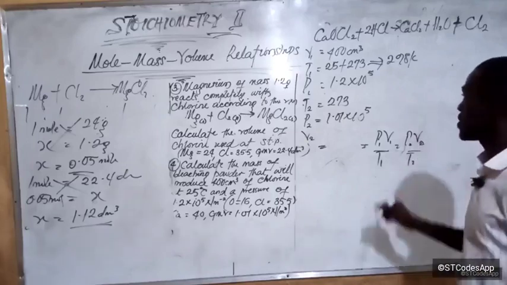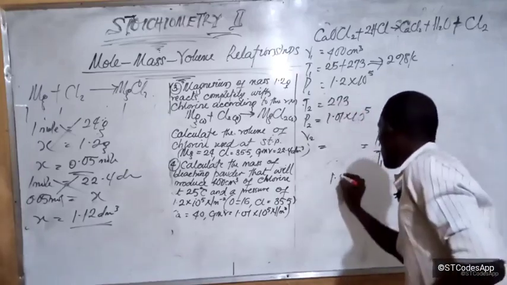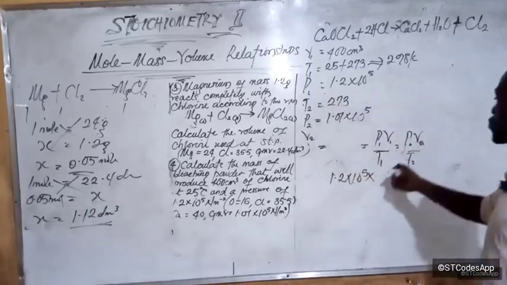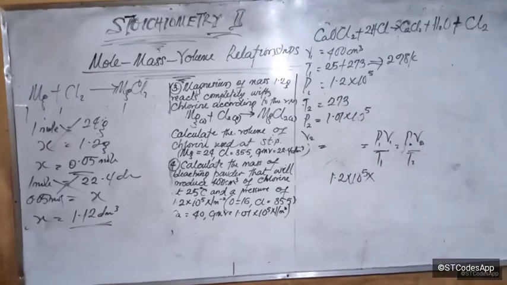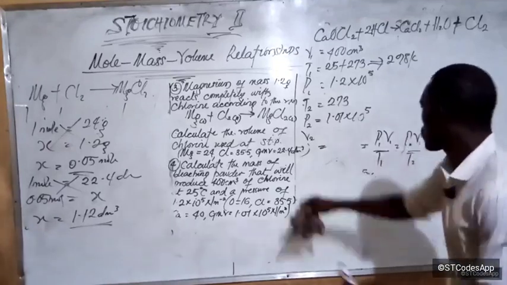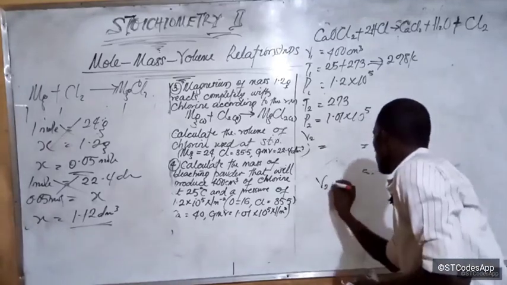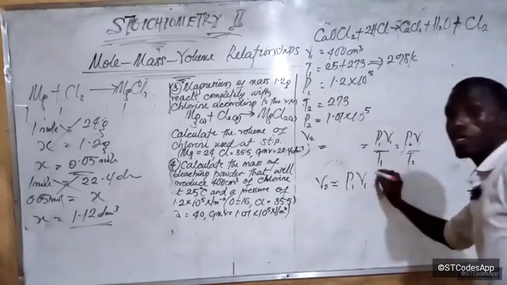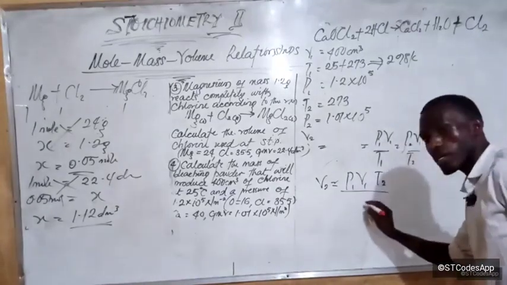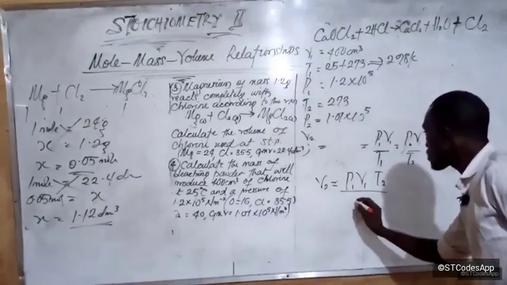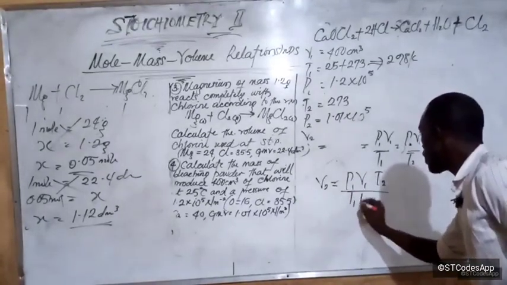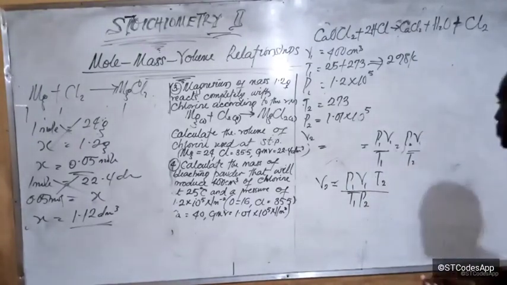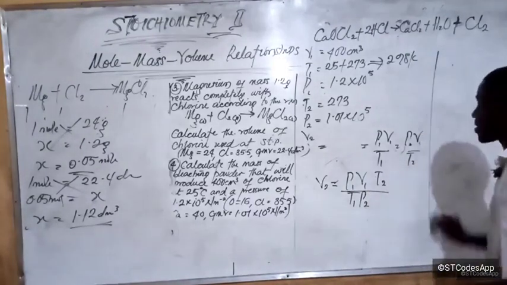So what do we have? P1 is given by 1.2 by 10 to the 5th. Now since we are looking for V2, I'll just manipulate the equation to form the V2 equation. So V2 will be equal to P1 V1 T2 over T1 and P2, isn't it? All right, so what do we do here? We basically bring in our values.